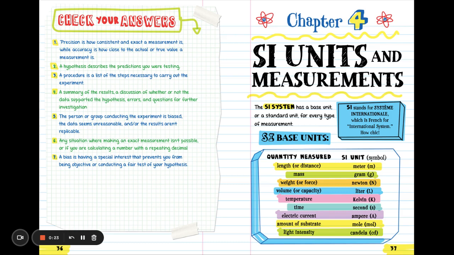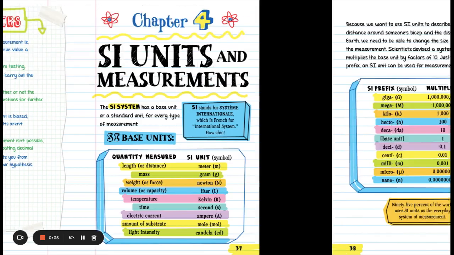Mass is gram. Weight or force is Newton. Volume or capacity is liter. Temperature is Kelvin. Time, second. Electric current is an ampere. Amount of substance is a mole. And light intensity is a candela.